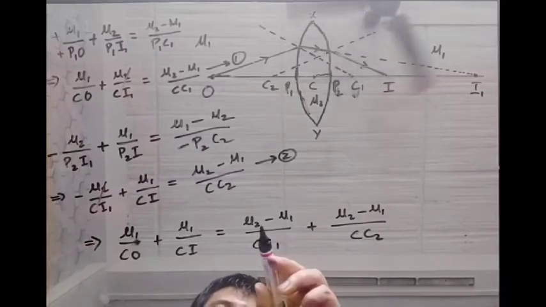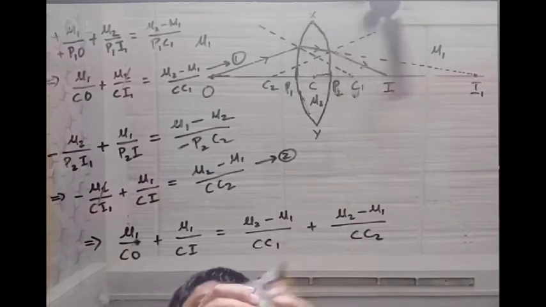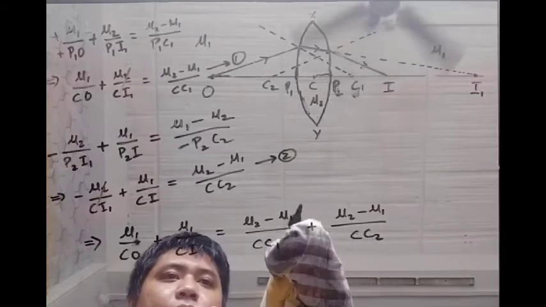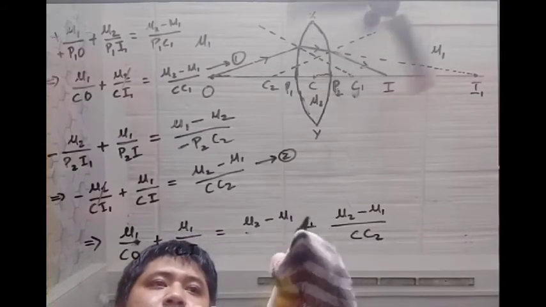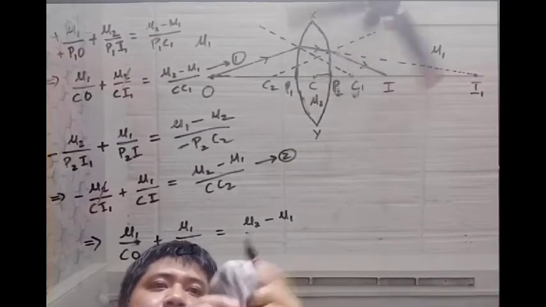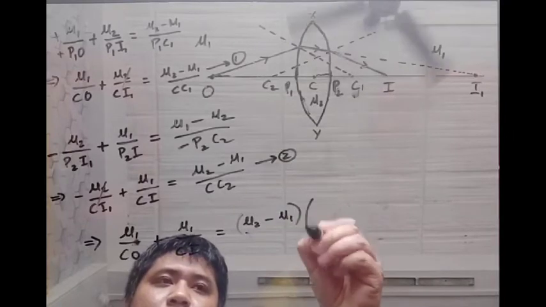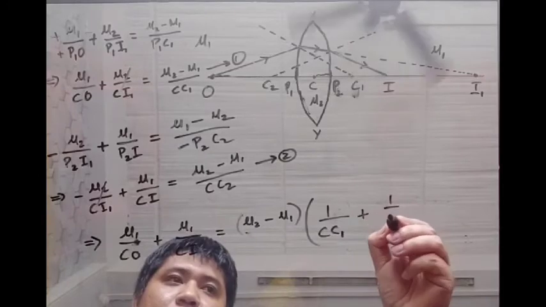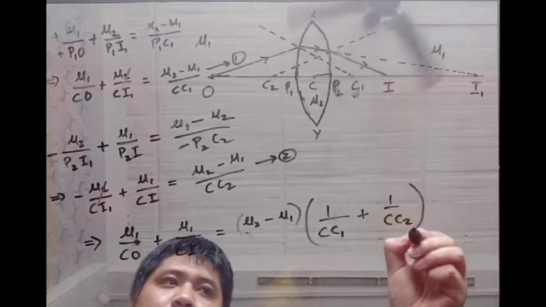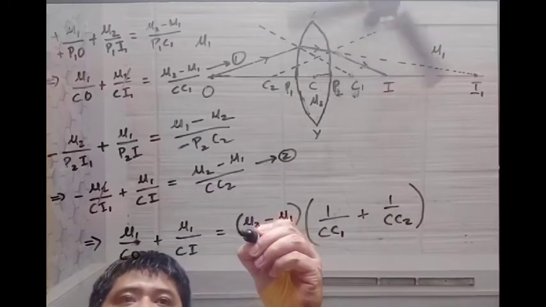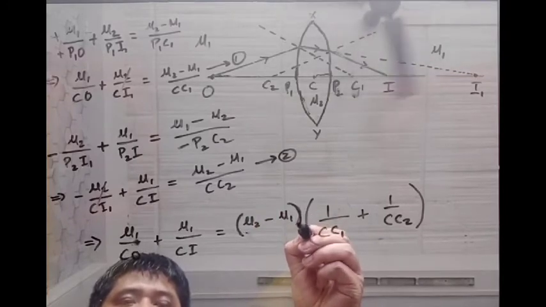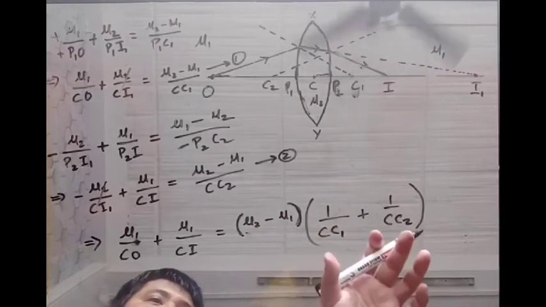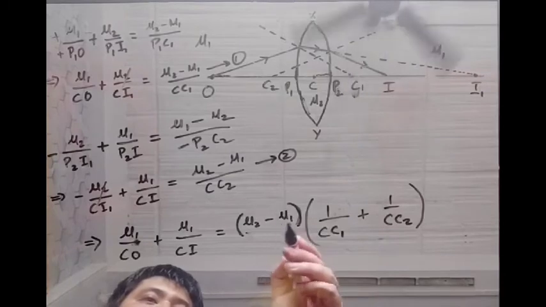Here we can see that mu1 minus mu2 is common. Let us take the common factor, mu1 minus mu2. So we get 1 by CC1 plus 1 by CC2. Do not forget to write this bracket. Without this bracket, this quantity will be multiplied only with mu1.